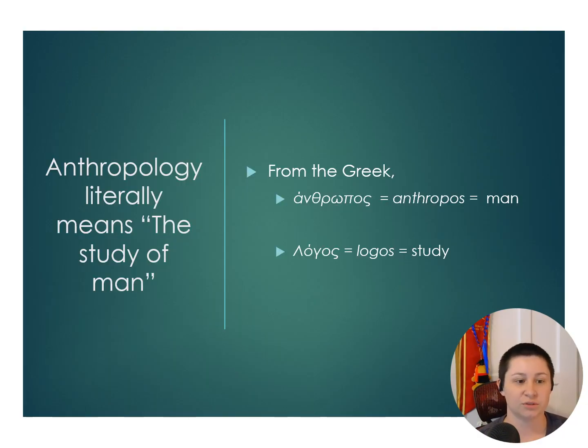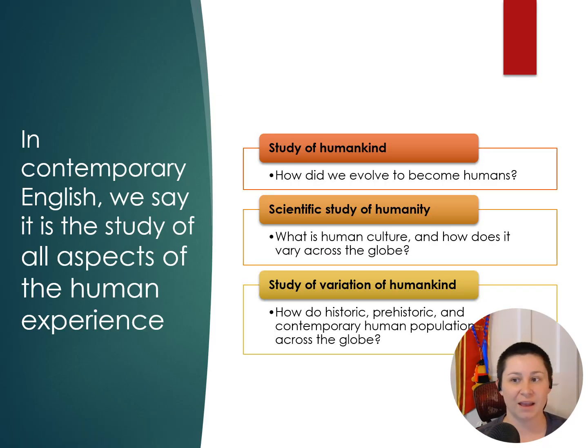So moving on to what anthropology actually means. It's from the Greek word combination of anthropos, meaning man or human, and logos, meaning study. So literally the two coming together means the study of man. But in contemporary English, we say it's the study of humanity.